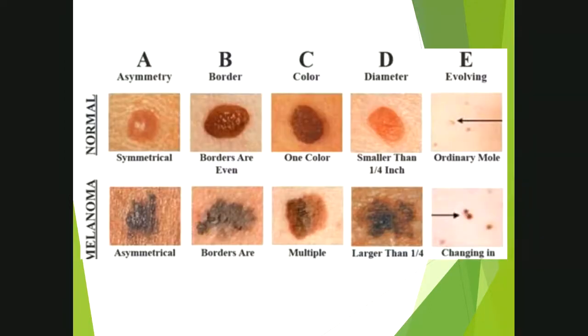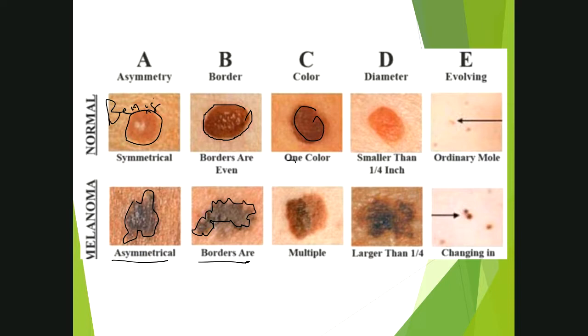We have this ABCDE rule for skin cancer, for melanoma, and these are the characteristics. Look, this is benign here. So it's not this cancer. And look, it's round, it's symmetrical, but this one's shaped like this. So A stands for asymmetrical. Here the borders are smooth. Here the borders are indented. So that's B, the borders.